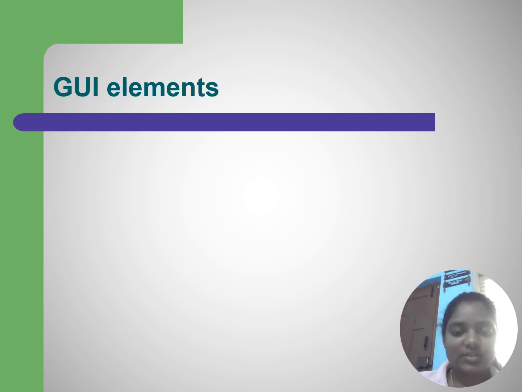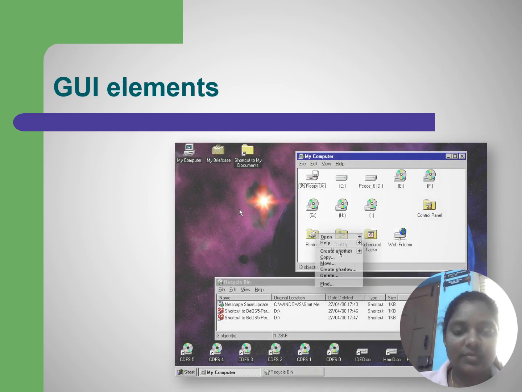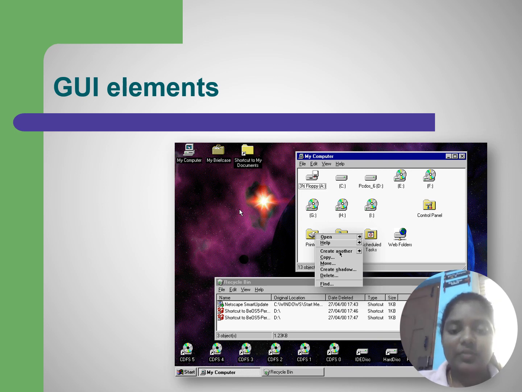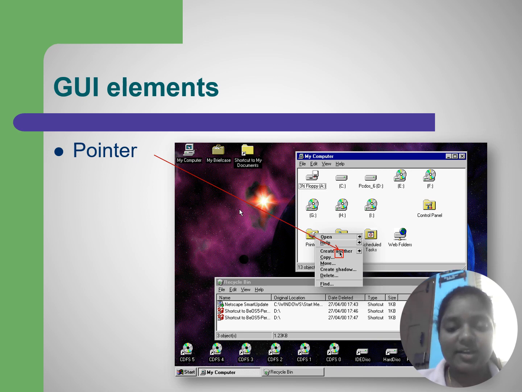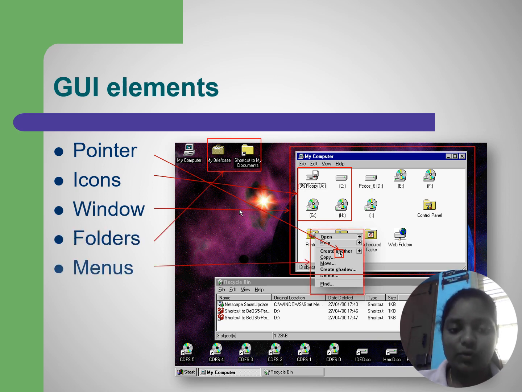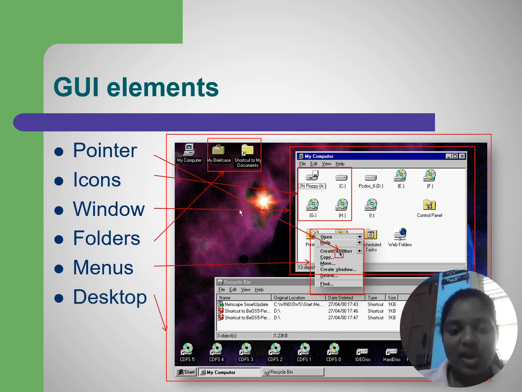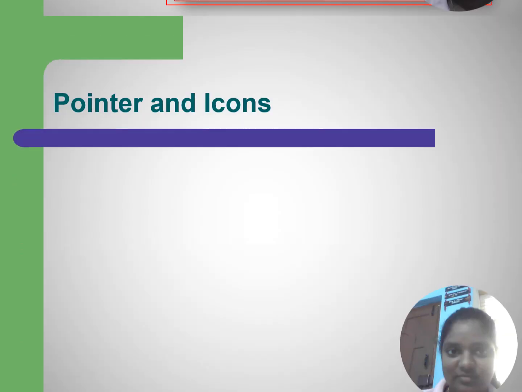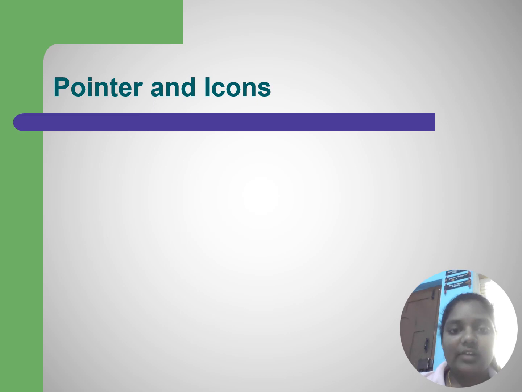Now let us discuss the graphical user elements. This is the display of the graphical user elements. Now let us go through each and every element. The first element is the pointers, which have already been shown in the figure, and the second one is the icon, and the third one is the windows, and the fourth one is folder, and the fifth is menus, and the sixth is the desktop, and the seventh is the task bar. Now let us go through the next slide. Now let us discuss each and every element of the graphical user interface.